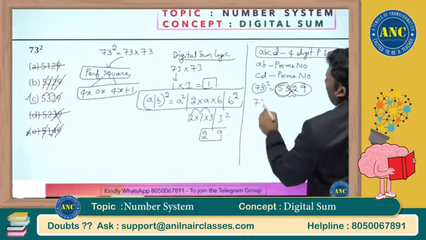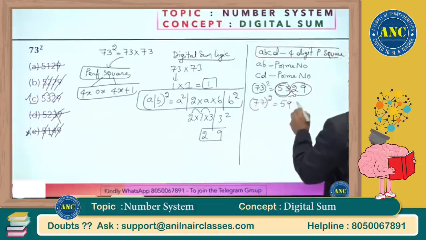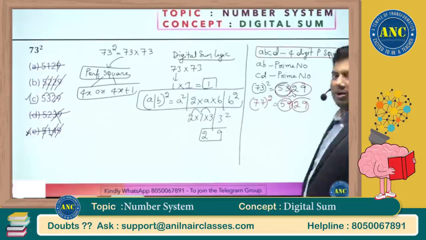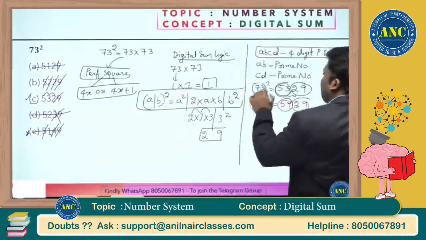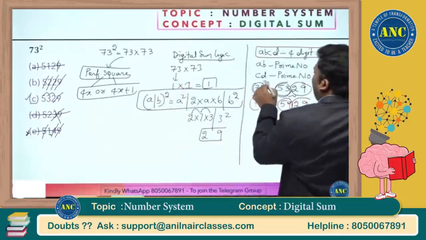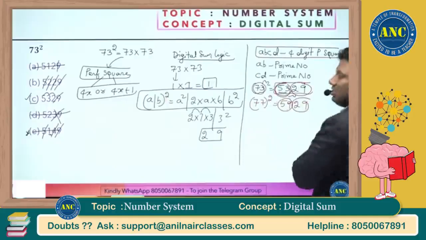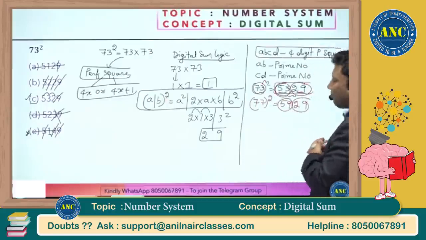Another example is 77 whole square, which is 5929. 59 is a prime number and 29 is a prime number. 73 is one such 2-digit number which itself is a prime number. On squaring, I got another 4-digit number where the first 2 digits form a prime number and the next 2 digits are also a prime number.